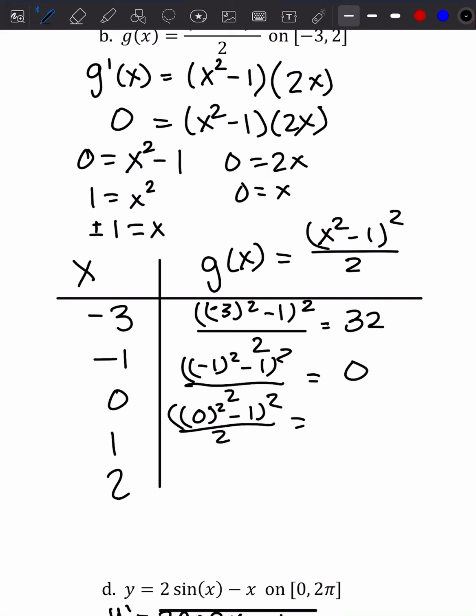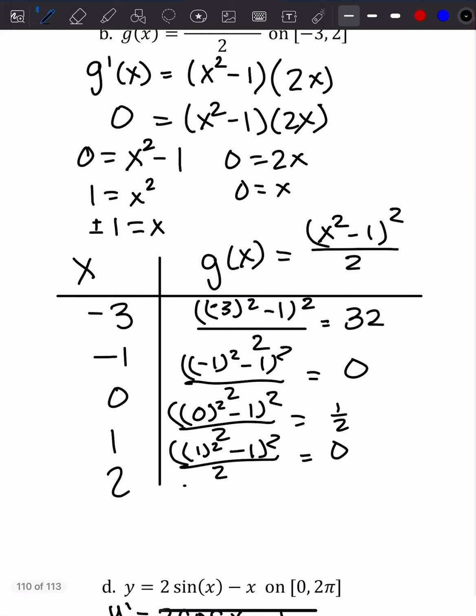0 squared minus 1 is negative 1. Squared is 1, so we get 1/2. 1 squared is 1. 1 minus 1 is 0. So we're going to get 0 again. And then this last one. Two squared is 4. 4 minus 1 is 3. 3 squared is 9. So we get 9/2.